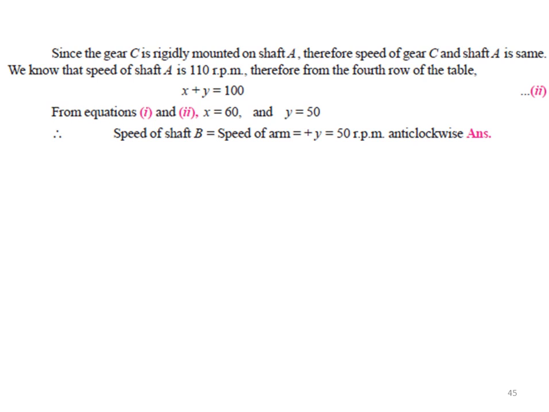Then with the other given condition, since gear C is rigidly mounted on shaft A, the speed of gear C and shaft A is nothing but the same. So we get the speed of shaft A is nothing but 110 rpm. So x plus y is equal to 110, and you get x as 60 and y as 50. So the speed of shaft B, that will be the speed of the arm, and that will be plus y. So y, what is y here? Directly given 50. So 50 rpm in the anti-clockwise direction.